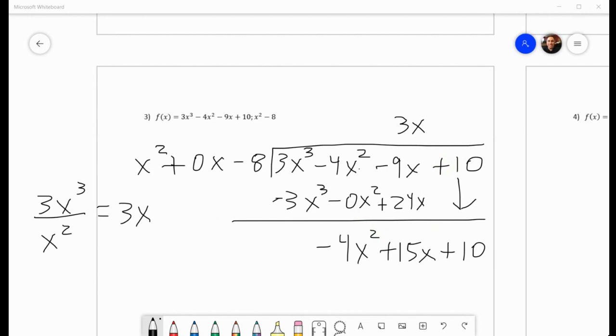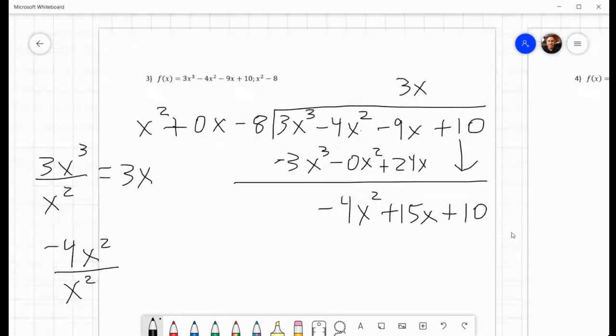Now, are we done? No, we're not done yet, right? And how do I know that? Because this difference here has degree equal to the degree of our divisor. They're both degree 2. So we have to repeat the process. Okay, so now we have minus 4x squared over x squared, right? Let me just move this down. And what do we get there? We get negative 4x, it looks like.